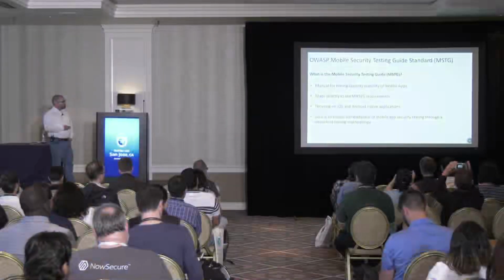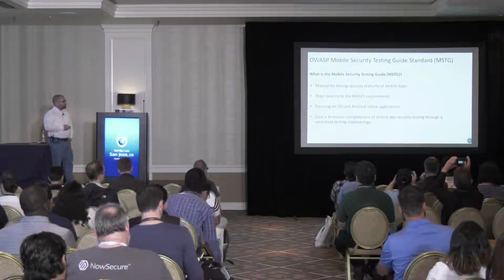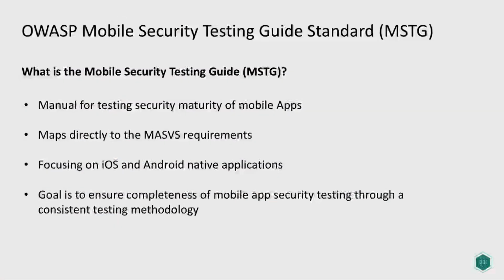Okay. The other document that we have been creating, or we are maintaining, is the OWASP Mobile Security Testing Guide. So the MSTG is now a manual for testing the security maturity of mobile apps. The cool thing is that everything is now mapping back to the MASVS requirements. So for all the requirements that we have, we have created test cases for iOS and Android, and all of those test cases really describe now in technical detail how you can verify that.